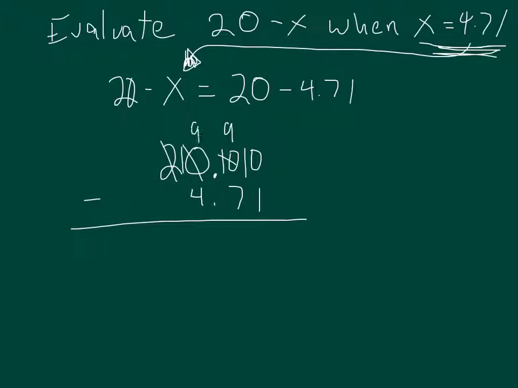So we have a 9, a 9, and a 1. Okay, so 10 minus 1 will give us 9. 9 minus 7 will give us 2. 9 minus 4 will give us 5. And then 1 minus, well, there's nothing here, so 1 minus 0 will give us 1. So the answer, when we evaluate 20 minus x, when x is 4.71, will be 15.29, and that'll be our answer.